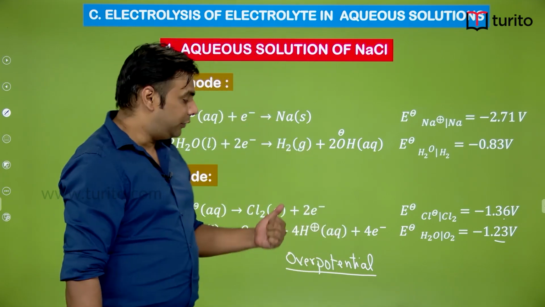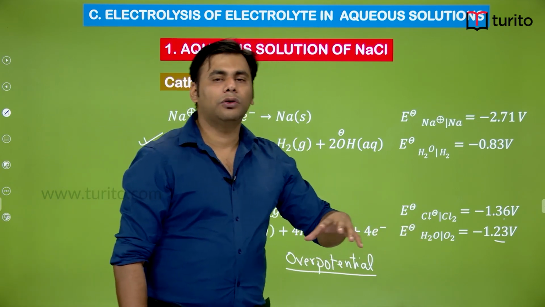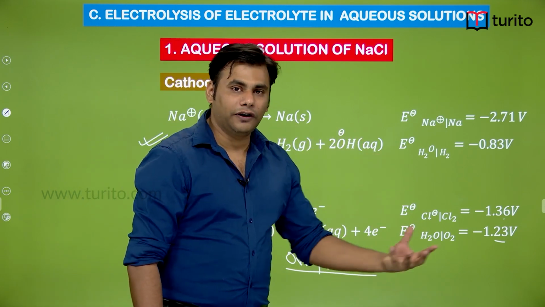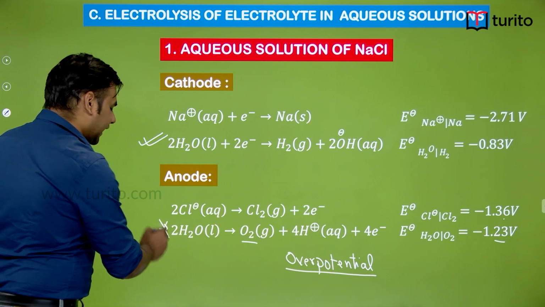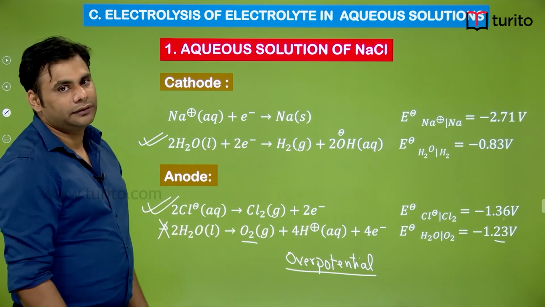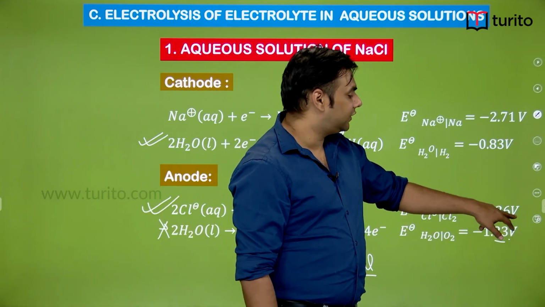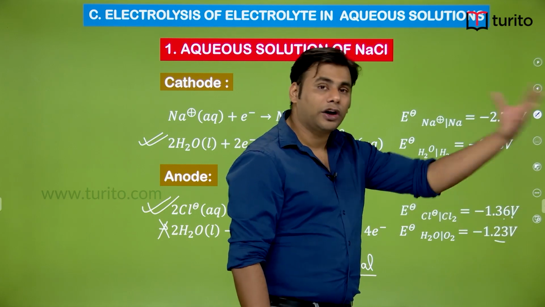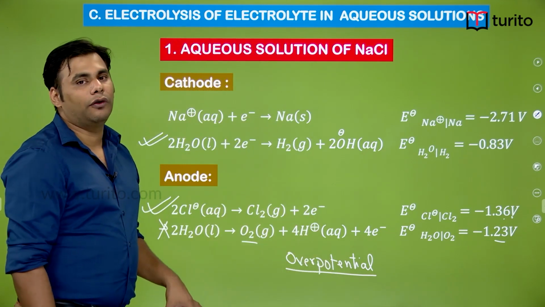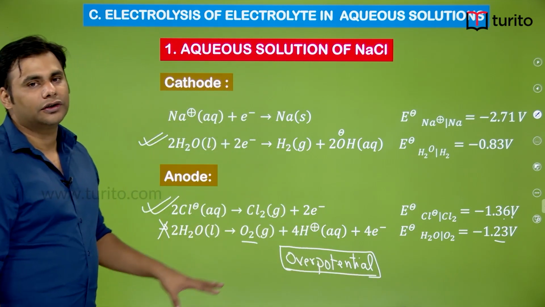So we say that the formation of O2 from water is kinetically slow. To evolve O2, we need to apply additional potential. That potential is known as overpotential, due to which this reaction does not take place, and the evolution of Cl2 happens. On looking at the data, we can directly say that water should get oxidized, but it needs more potential to get oxidized. So that is the case of overpotential. You have to observe overpotential only in the case of oxidation of water.